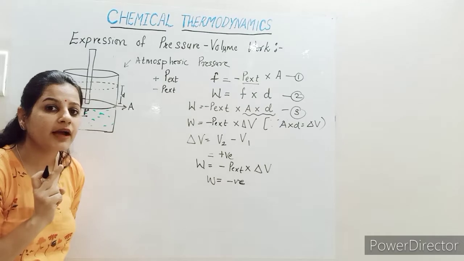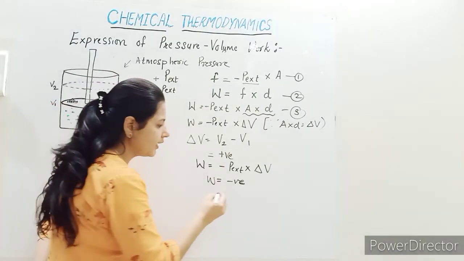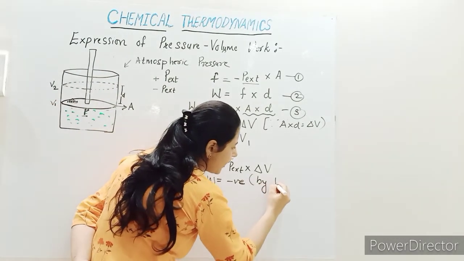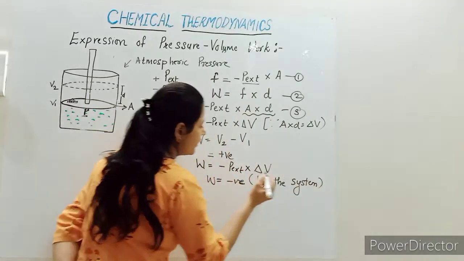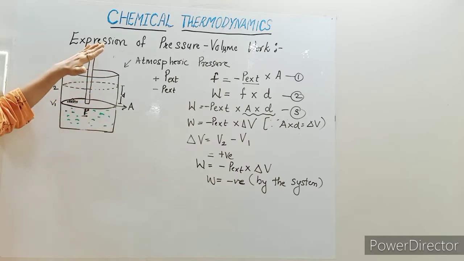वर्क डन अगर निगेटिव है मतलब क्या हो गया, किसने वर्क किया है, वर्क इज डन बाय द सिस्टम. अभी हम लोगों ने थोड़ी देर पहले देखा था. यस, सो इन दिस केस द वर्क इज डन बाय द सिस्टम.